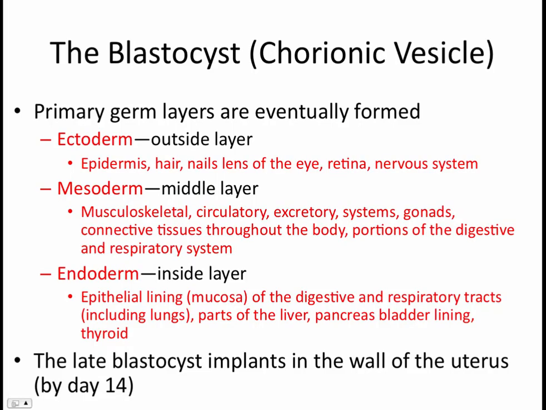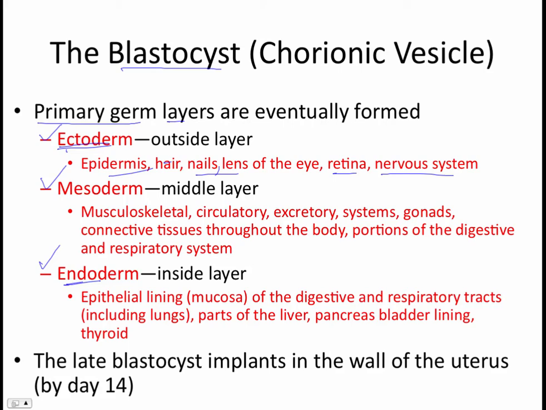Let's take a step back and look at the importance of this blastocyst in that it forms the primary germ layers that give rise to our major organ systems. We have three primary germ layers: the ectoderm, mesoderm, and the endoderm. Ecto, meaning outside, gives rise to our epidermis, hair, nails, lens of our eye, our retina, as well as our nervous system. Endo, meaning within or inside.